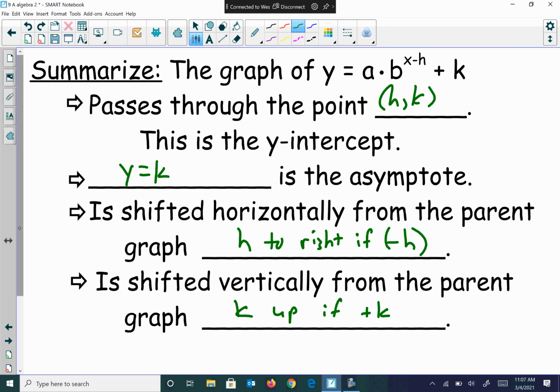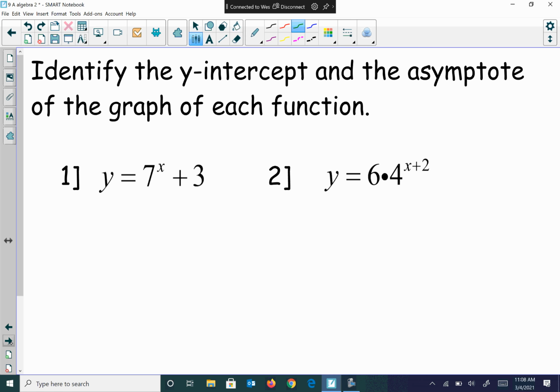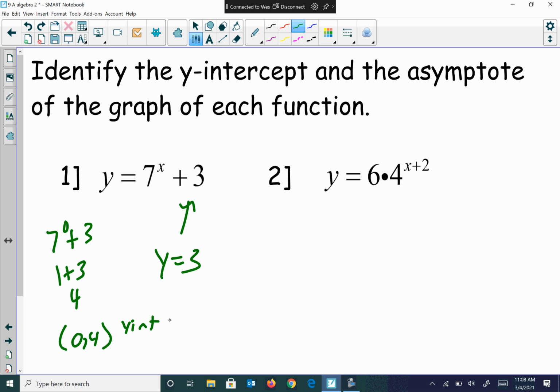Last slide, I think, right? I think it's an easier one, though. Identify the y-intercept and the asymptote. So the asymptote of this one is going to be y equals 3. The y-intercept is going to be 7 raised to the 0 plus 3. So that's 1 plus 3, which is equal to 4. So my y-intercept will be 0 comma 4. And this is our asymptote.